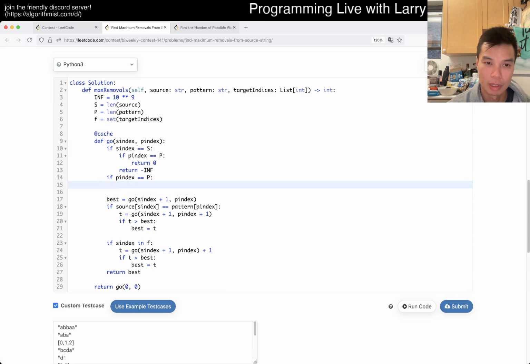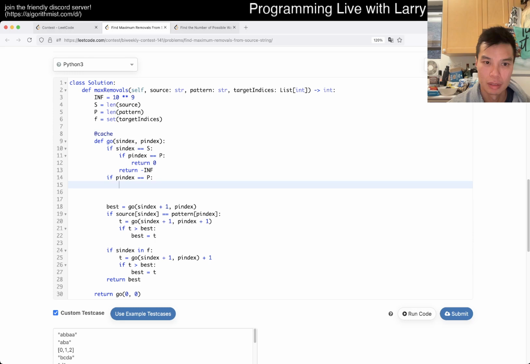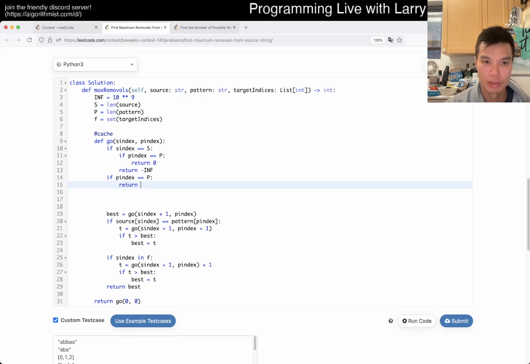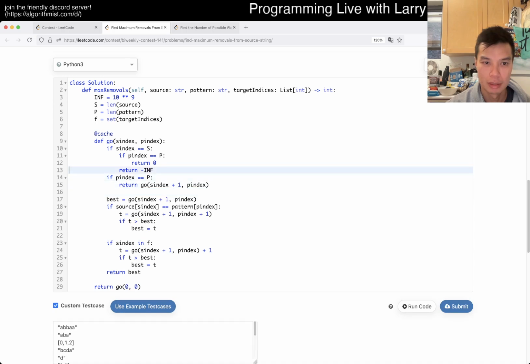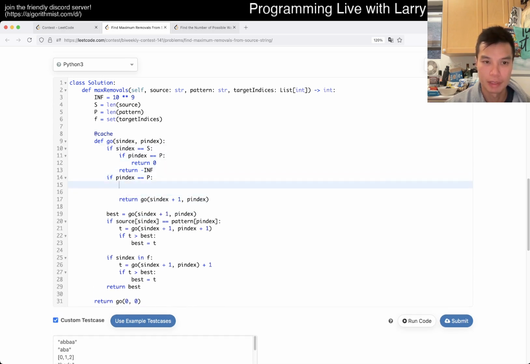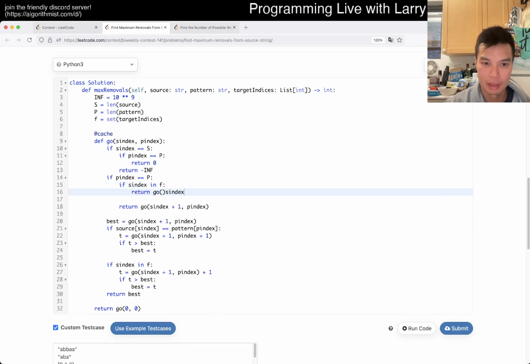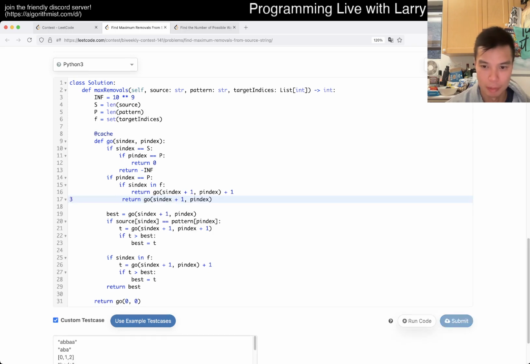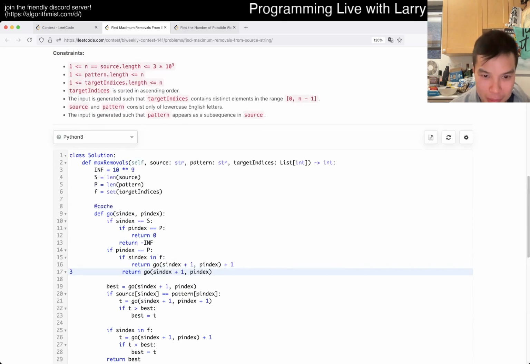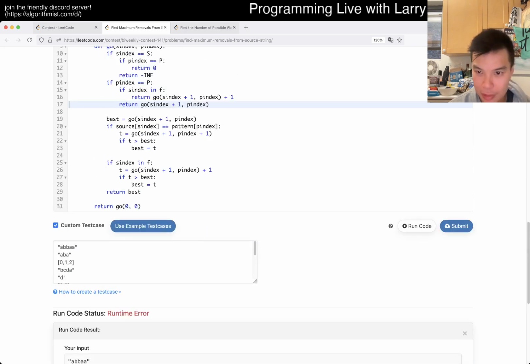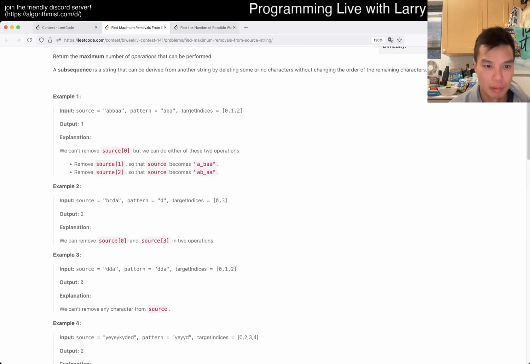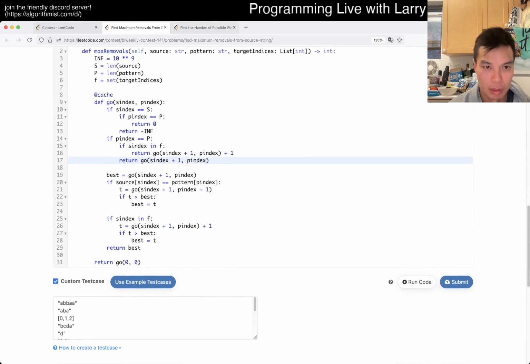Whether this is fast enough is hard to tell, but pattern P index. Oh, I thought I had it. If P index is equal to P, then we can also return 0. Well, no, it's not, because we actually want to return go S index plus 1, P index, and then this will always be P, but if S index is in F, then we return go S index plus 1, P index plus 1. I think this is a little bit better.